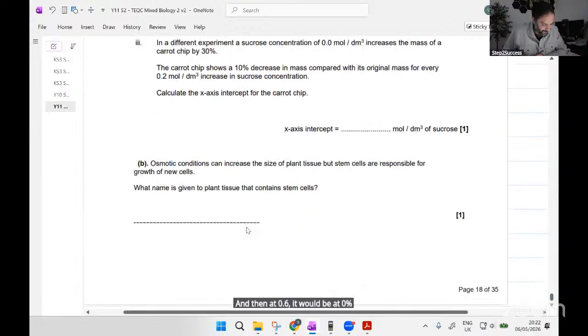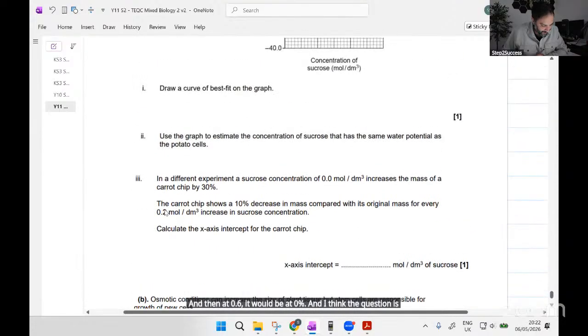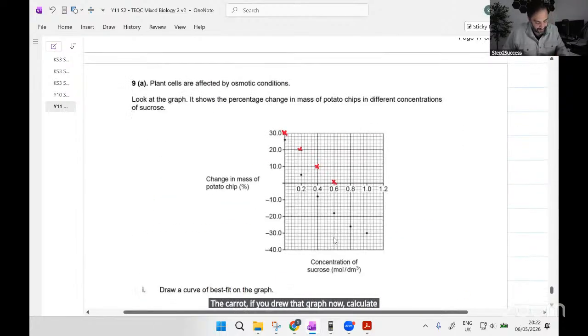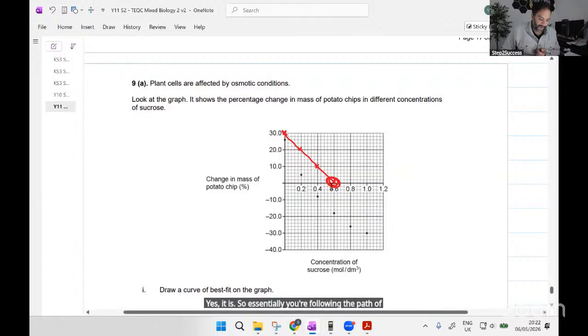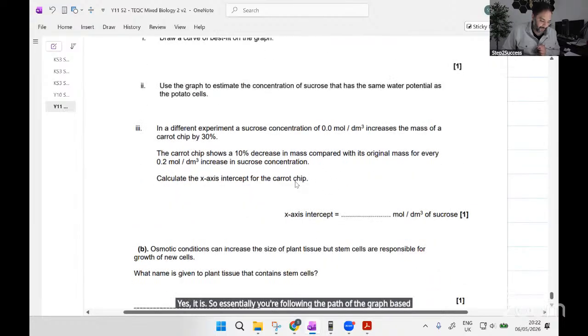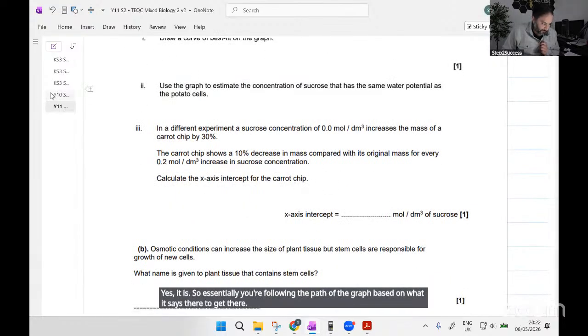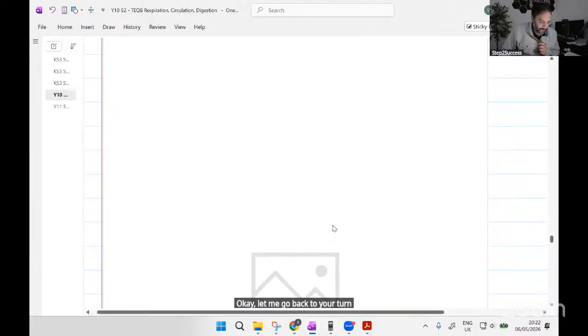And I think the question is, the carrot chip should, if you drew that graph now, calculate the x-axis intercept. 0.6 must be the answer. Yes, it is. So essentially, you're following the path of the graph based on what it says there to get there. Okay, let me go back to year 10 and 5C part 2, see if I've already done.